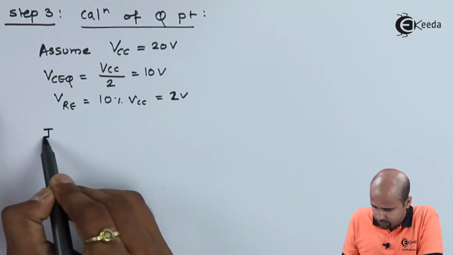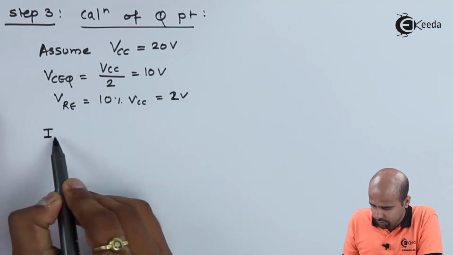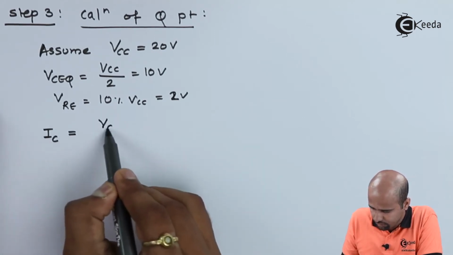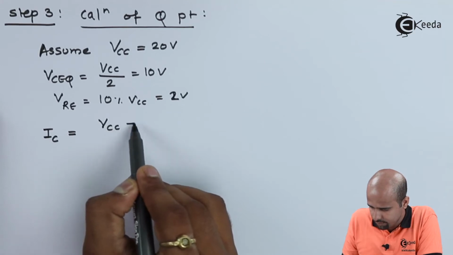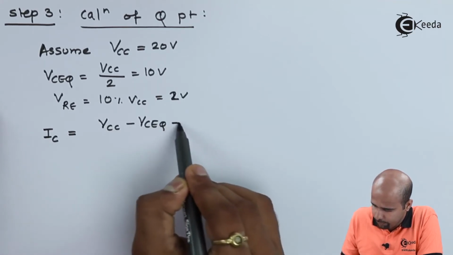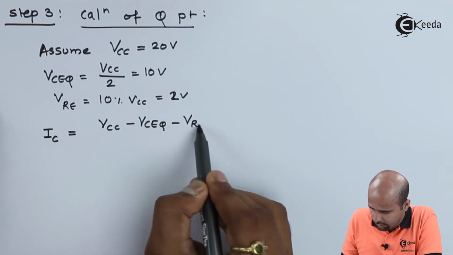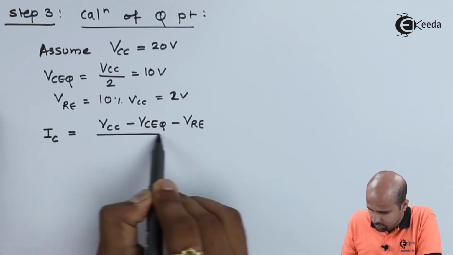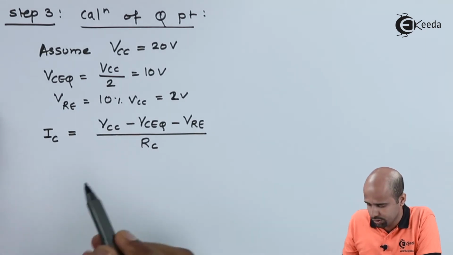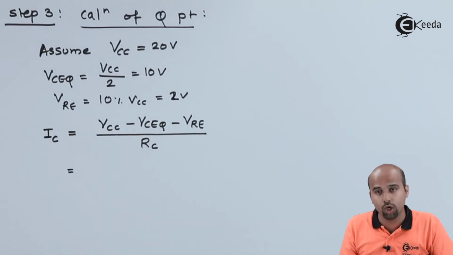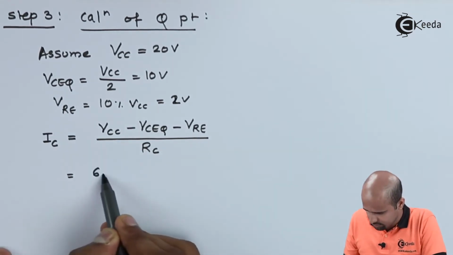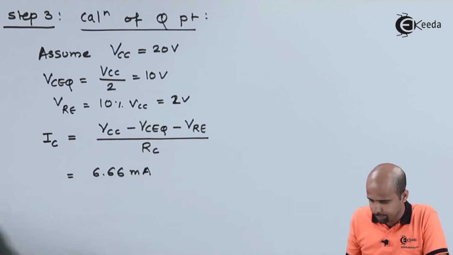Applying KCL, we will get the value of IC, which is equal to VCC minus VCEQ minus VRE, divided by the value of RC standard that we have used. So the value of IC is coming out to be 6.66 milliampere.